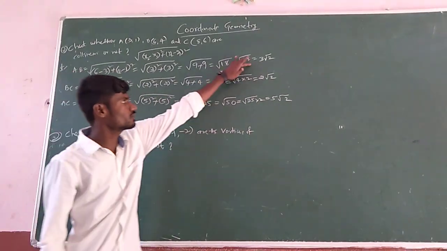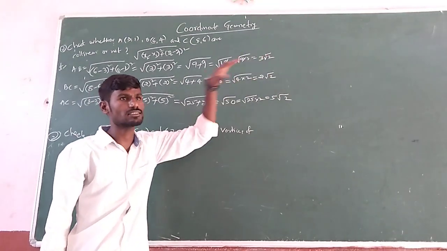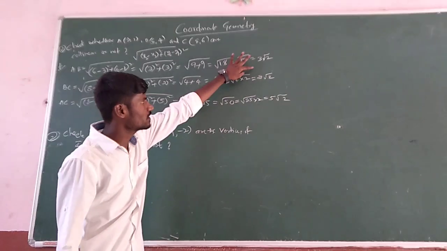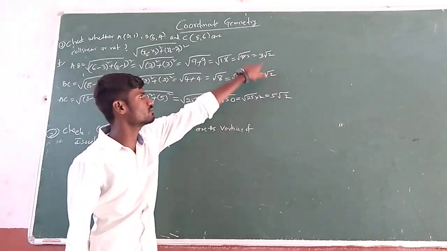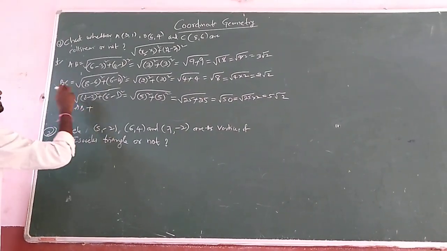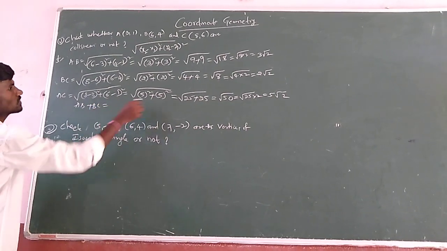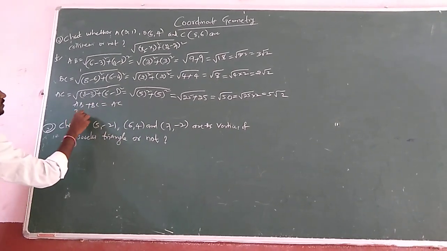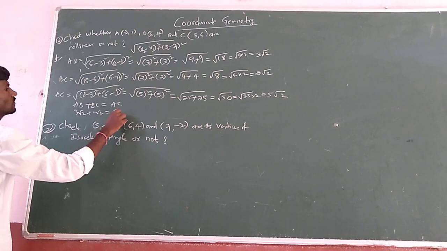If you observe 3 root 2, 2 root 2, 5 root 2, all are like terms. With root 2 common, 3 plus 2 gives 5, yes, obviously. That is, AB plus BC equals AC. So 3 root 2 plus 2 root 2 equals 5 root 2.